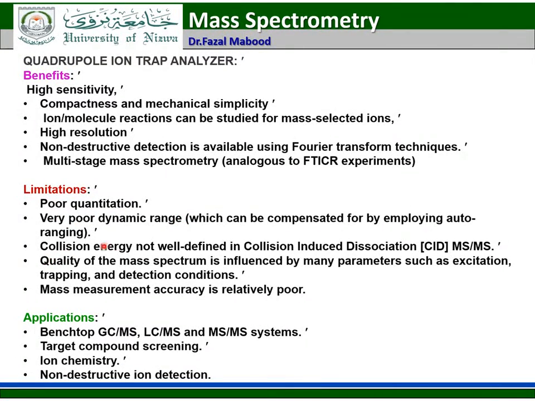The quality of the mass spectrum is influenced by many parameters, such as excitation, trapping, and detection conditions. Mass measurement accuracy is relatively poor. Applications: benchtop GC-MS, LC-MS, MS-MS systems, target compound screening, ion chemistry, and non-destructive ion detection.